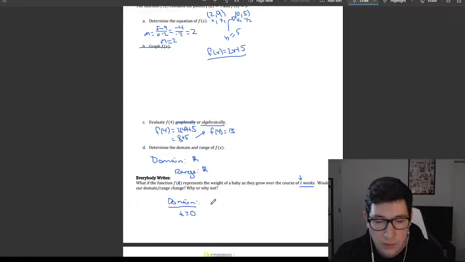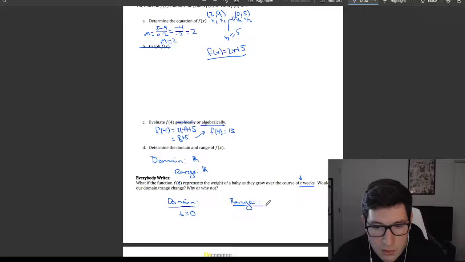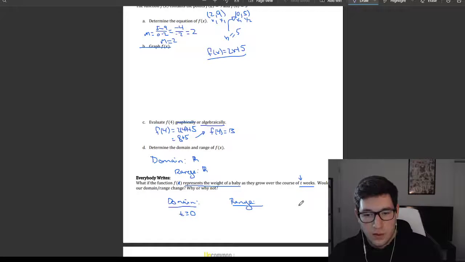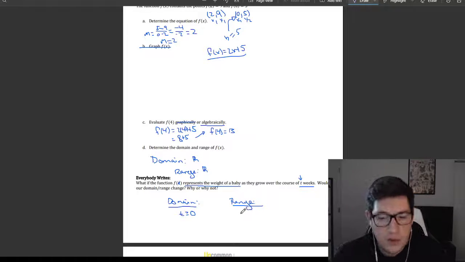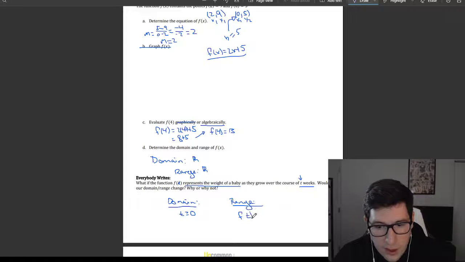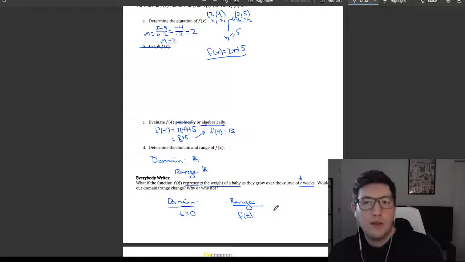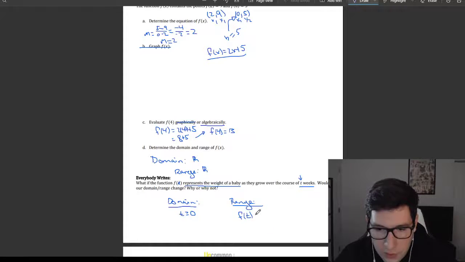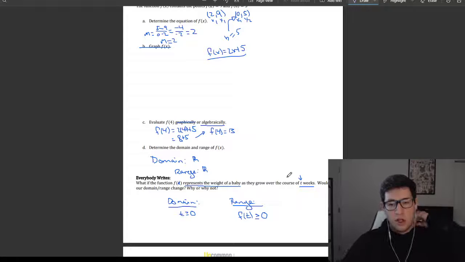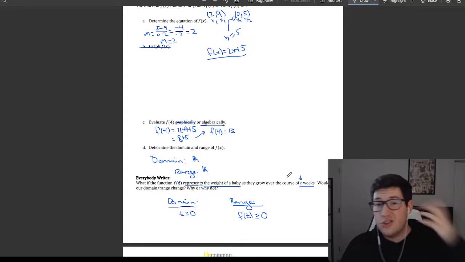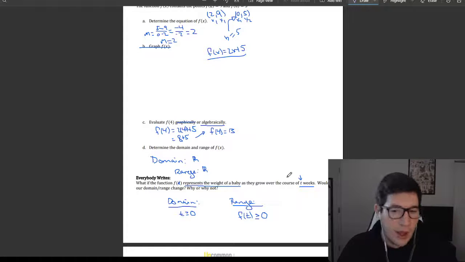As long as t is positive or 0, we have no problems. And so for our range, we have to have that same conversation with ourselves. My range now represents the weight of a baby. Now again, this f of t value is not going to make any sense if it is negative, right? You can't have a negative weight. You can lose weight, but when you get on a scale, you're never going to see a negative number. And so for that reason, we know that f of t also has to be greater than or equal to 0. So it will change, and the reason that it changes is because negative numbers just don't make sense given this context. And it's as simple as that.